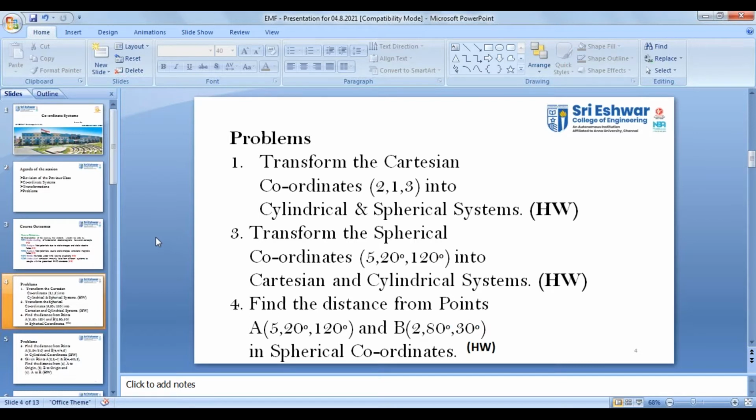So what Aparna has told us is, to convert the given cylindrical system rho, phi, and z into Cartesian system x, y, z: x is equal to rho cos phi, then y is equal to rho sin phi, z is equal to z as such.